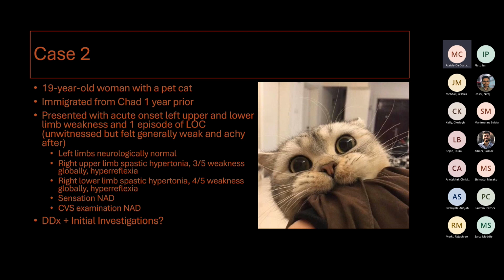Cardiovascular exam was normal. Why am I doing a cardiovascular exam in a patient presenting with upper limb and lower limb weakness? Important for being an all-rounded physician to think laterally, especially in young patients.